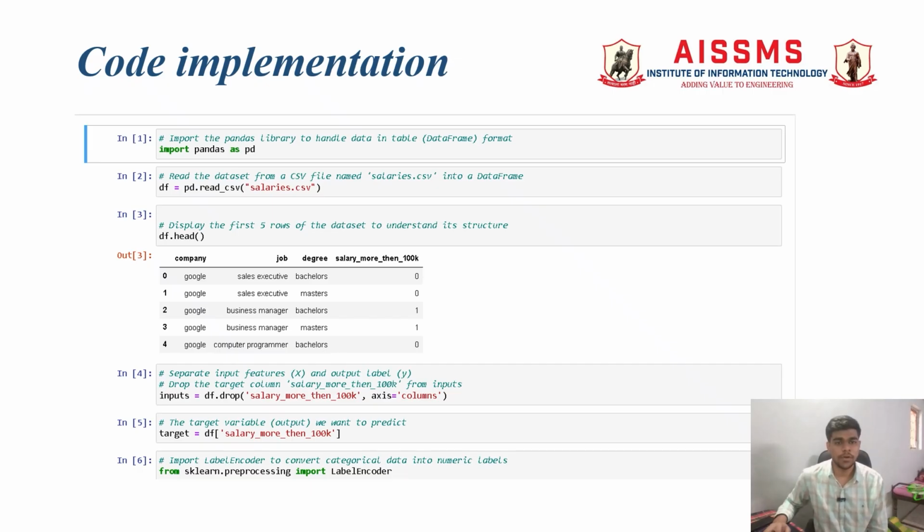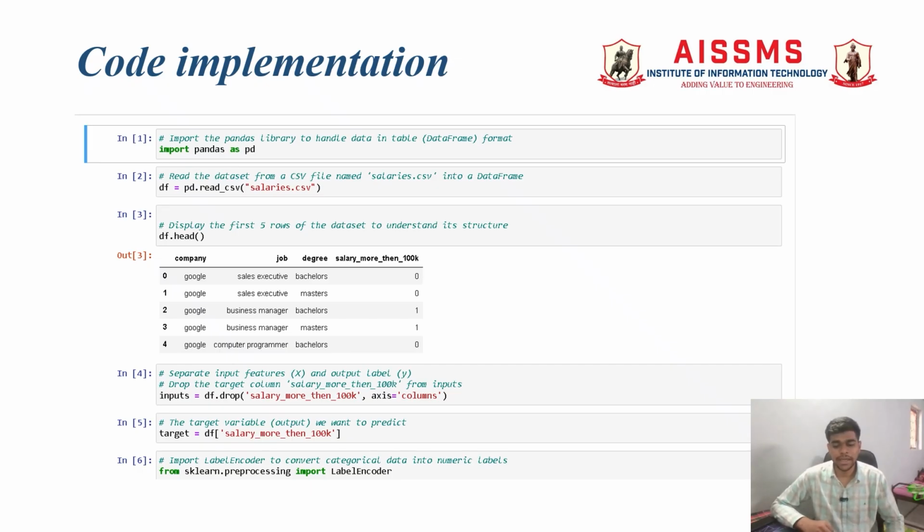So first line, import pandas as pd. Pandas is a library in machine learning. It is used to gather the data from our file. So read the data set from the CSV file named salary.csv into the data frame. So df is a variable that contains the employee information: company, job, degree, and salary status.